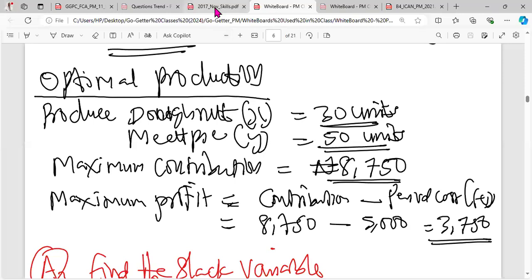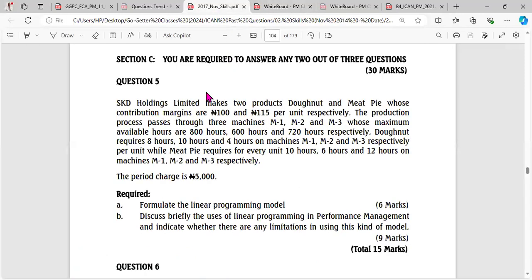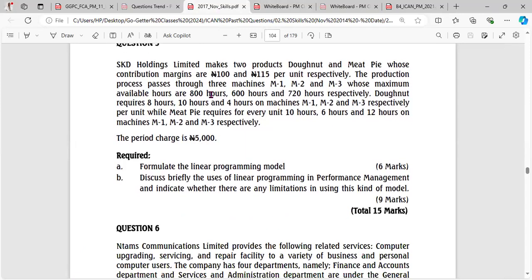Just to let you know that it is the November 2017 question number 5 we were solving, and we decided to expound the question. The question only asked to formulate the linear programming model, but we went ahead to solve. We call that one A2. We solved the linear programming model.